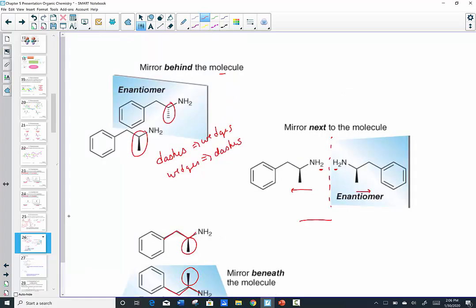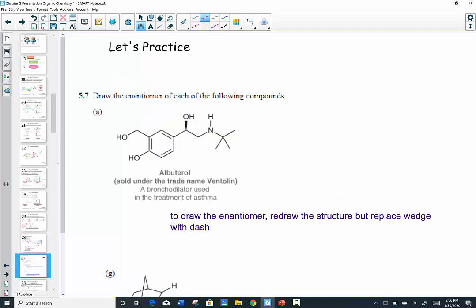The easiest, perhaps, is to just take the molecule and redraw it as is and just convert any dash into a wedge and vice versa. If the molecule is simple enough to draw as a mirror image, this would accomplish the same task. So let's practice. Let's draw the enantiomer of each of the following compounds. I just grabbed one from your homework. Notice I have a chiral center, notice with the stereochemistry drawn at the carbon I highlighted red.